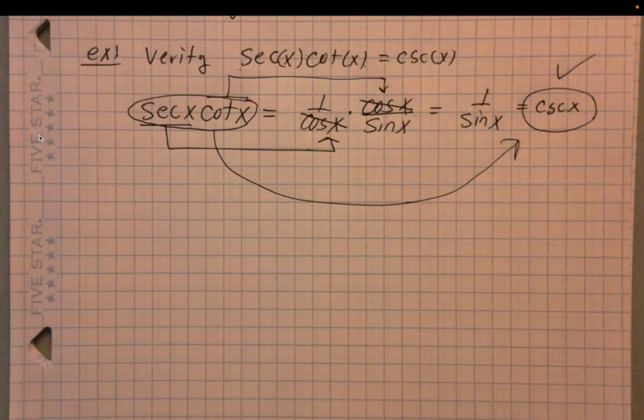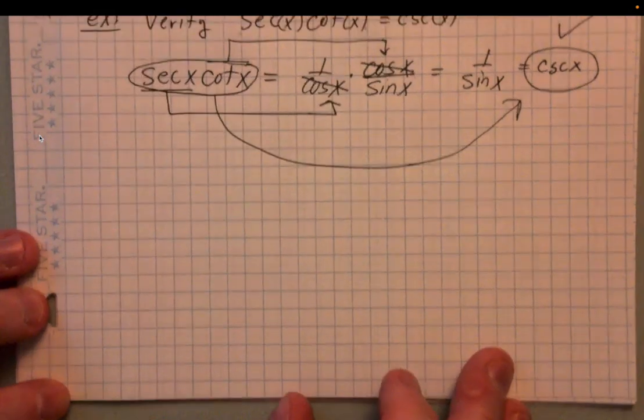Right, to just show that one side does indeed equal the other side, and to show it just using this sort of algebra and/or trig identities. Okay, perfect. Let's do another example.